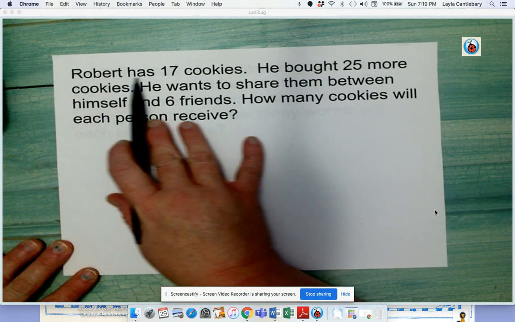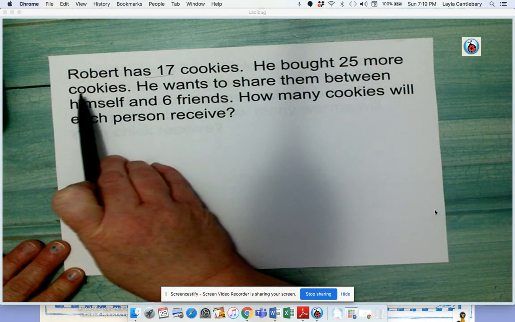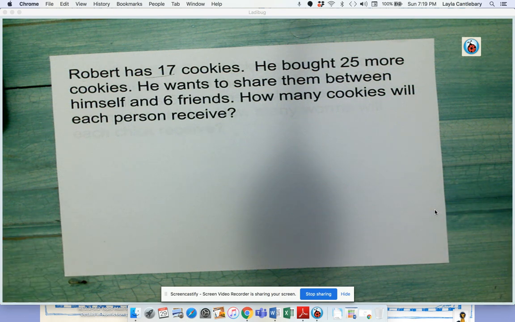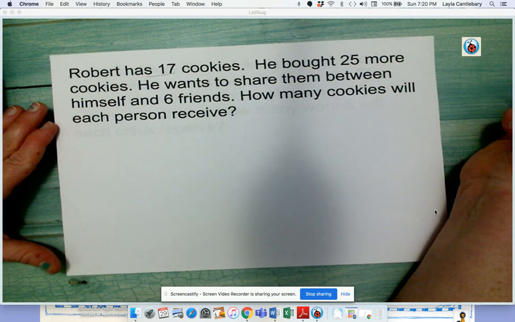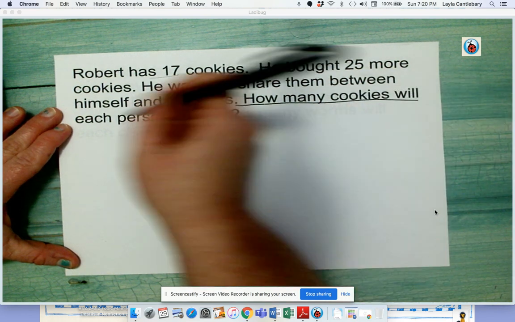Robert has 17 cookies. He bought 25 more cookies. He wants to share them between himself and 6 friends. How many cookies will each person receive? So, of course, I want to start by asking myself, like in the EDP, what is the important thing I need to know? The question I'm answering is, how many cookies will each person receive?